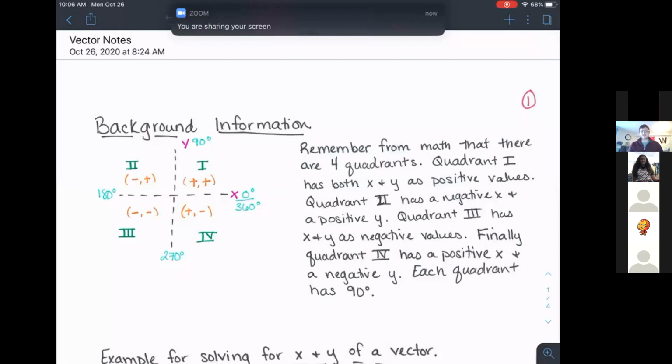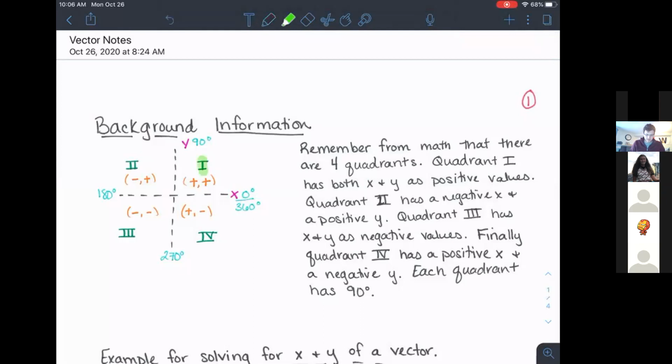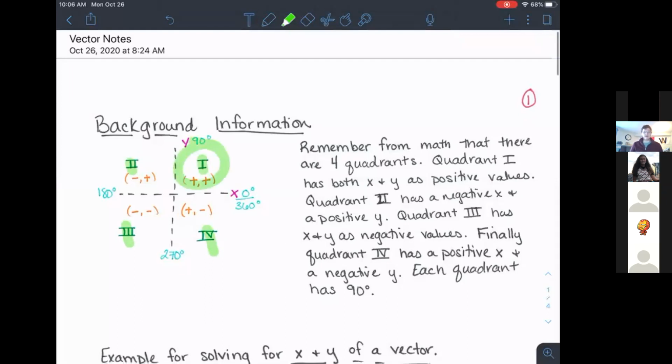We're looking at these vector notes. And so the first thing I want you guys to remember is the 4 different quadrants of our graph. If you're looking at an XY graph, you should remember that in the first quadrant, from 0 to 90 degrees, we have positive values in the X direction and in the Y direction. In the second quadrant, from 90 to 180 degrees, we have positive Y values, but our X is negative because we're on the left side of the Y axis.